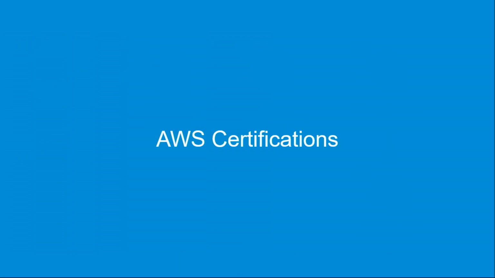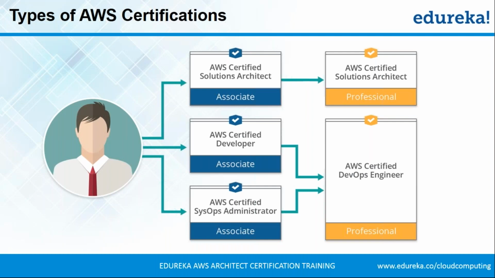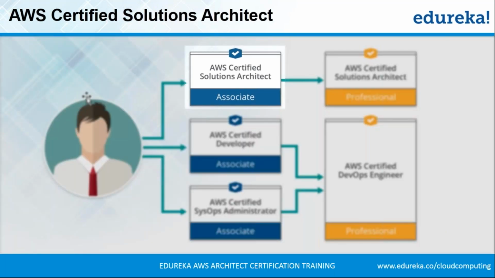All right. Now, there are many kinds of certifications offered by AWS, namely the AWS Certified Solutions Architect Associate, which is the role that you guys have applied for. Then we have the Certified Developer, the Certified SysOps Administrator, the Certified Solutions Architect Professional, which is the next level to the associate certifications. And then we have the Certified DevOps Engineer Professional certification as well. So our focus today is the AWS Certified Solutions Architect Associate. So let's keep our focus on that and move ahead.